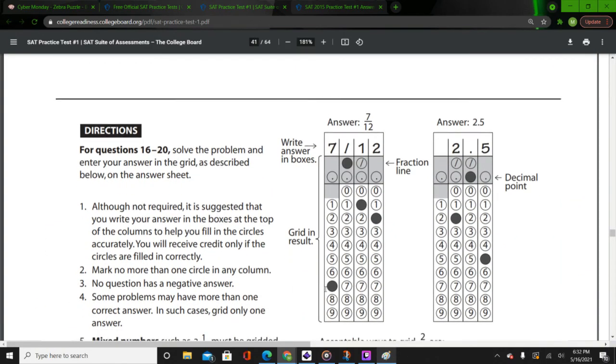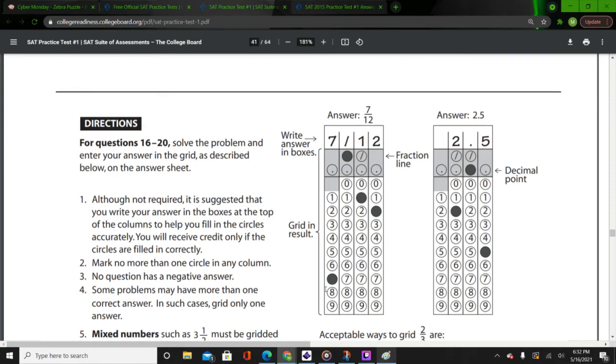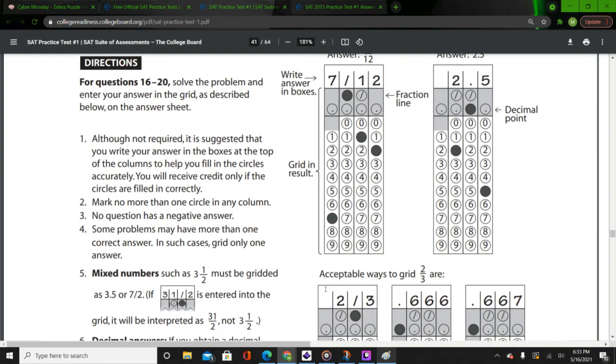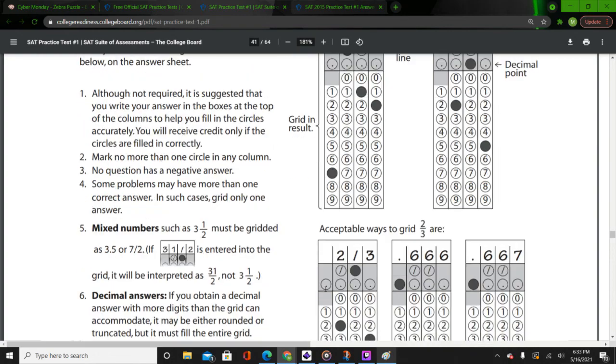For questions 16 to 20, solve the problem and enter your answer in the grid as described below on the answer sheet. Although not required, it is suggested that you write your answer in the boxes at the top of the columns to help you fill in the circles accurately. You will receive credit only if the circles are filled in correctly. Mark no more than one circle in any column. No question has a negative answer. Some problems may have more than one correct answer. In such cases, grid only one answer.